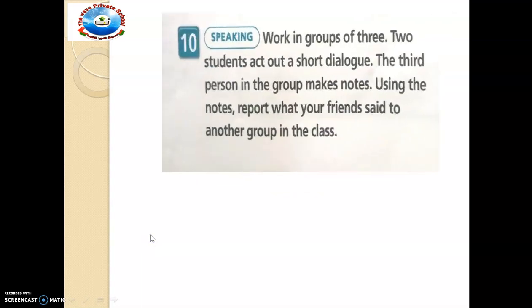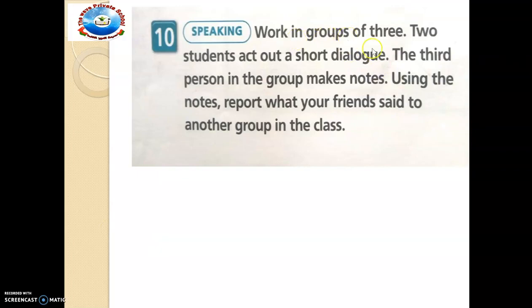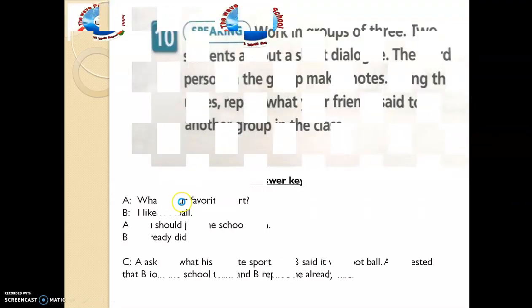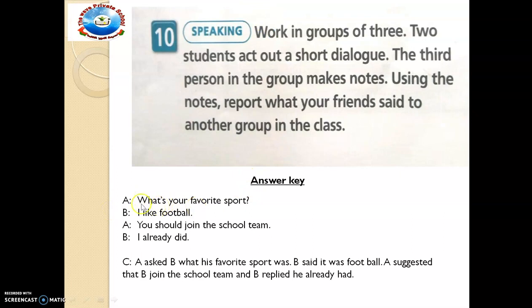Now we'll make progress to exercise 10, and in exercise 10, we want to practice reported speech. So we are asked to work in a group of 3. 2 students act out a short dialogue. The third person in the group makes notes. Using the notes, report what your friend said to another group in the class. But we are not in the class, so we can check this out. Then you see how you can practice this at home.